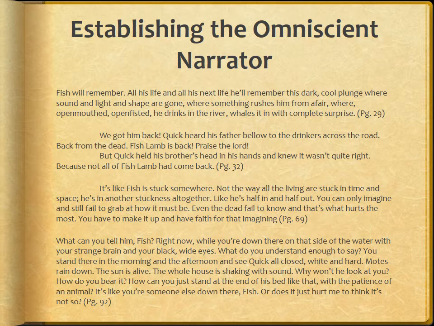What can you tell him, Fish, right now while you're down there on that side of the wall with your strange brain and your black white eyes? What do you understand enough to say? You stand there in the morning and the afternoon and see quick or closed, white and hard.